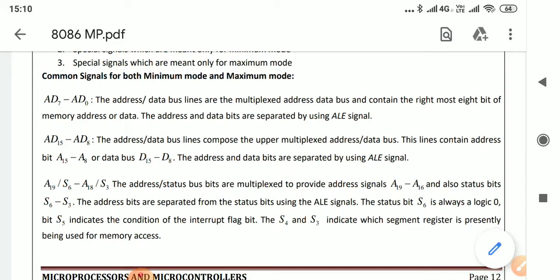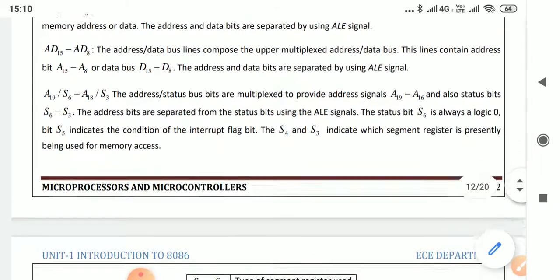So S6 is set to 0 always, S5 indicates the interrupt flag, and S4 S3 indicate which segment register is presently being used for the memory. There are 4 segments, so S4 S3 can be 00, 01, 10 and 11. For each configuration there will be one segment address.